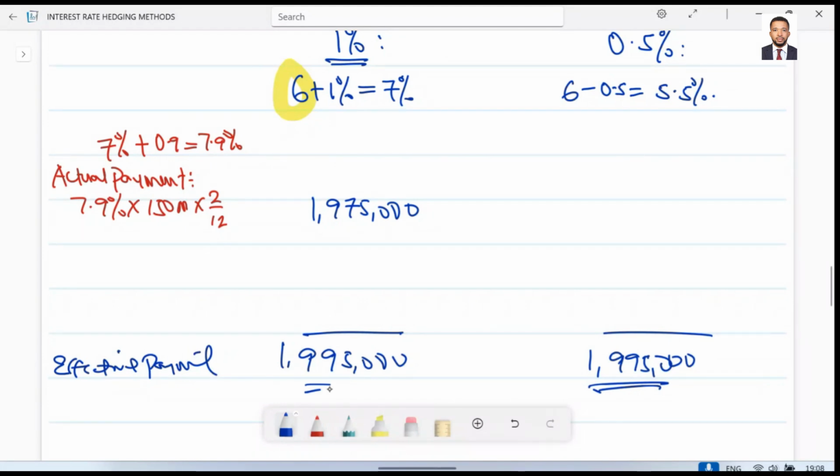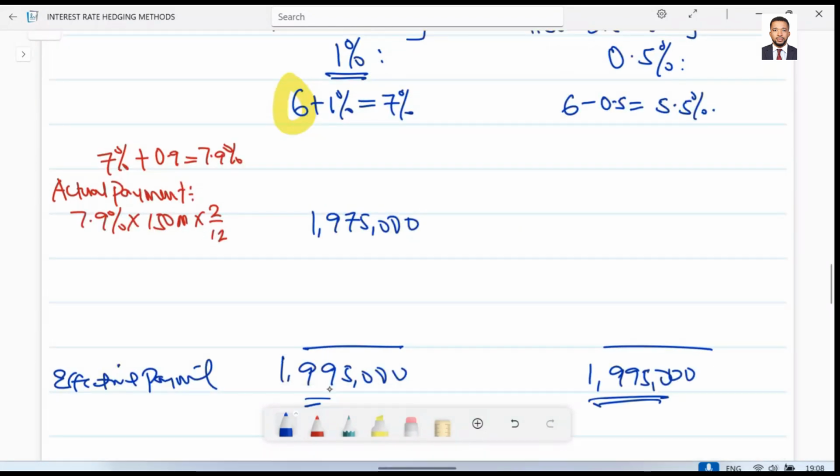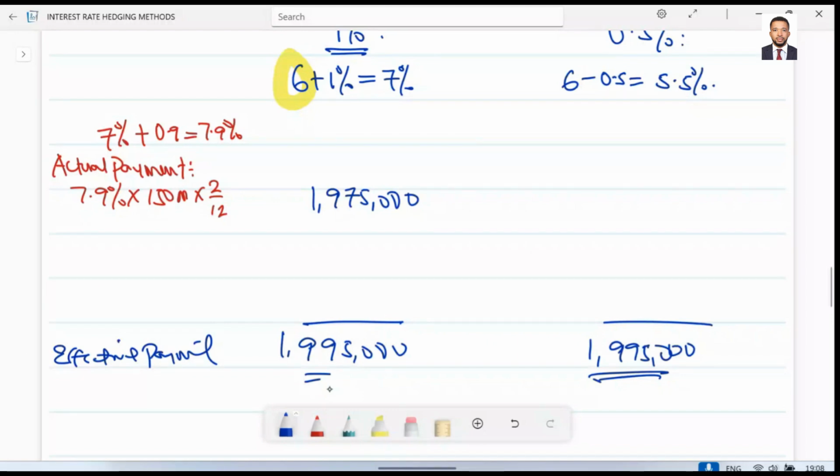Now look at this first scenario. How much did the bank debit me? They debited me 1,975,000. What did I agree that I'm going to pay? There's a differential. I promise I'm going to be paying 1.995, but the bank debited me 1.975 actual. This difference, am I paying to the counterparty or receiving?